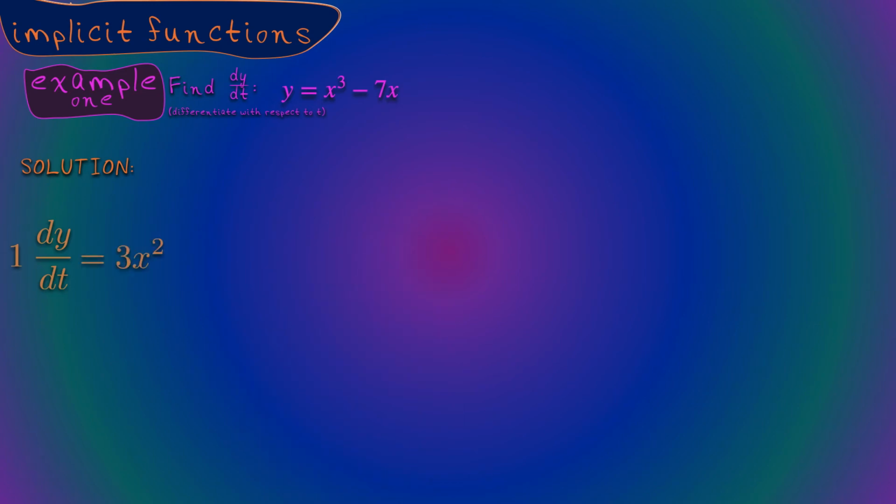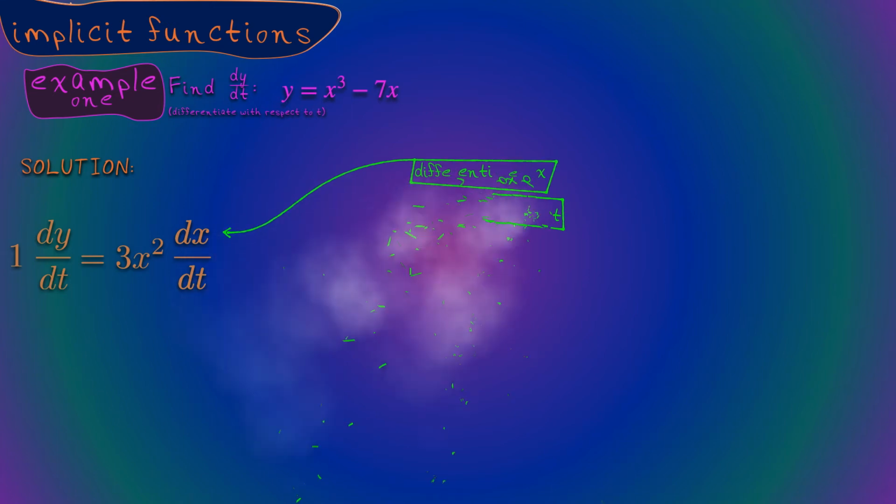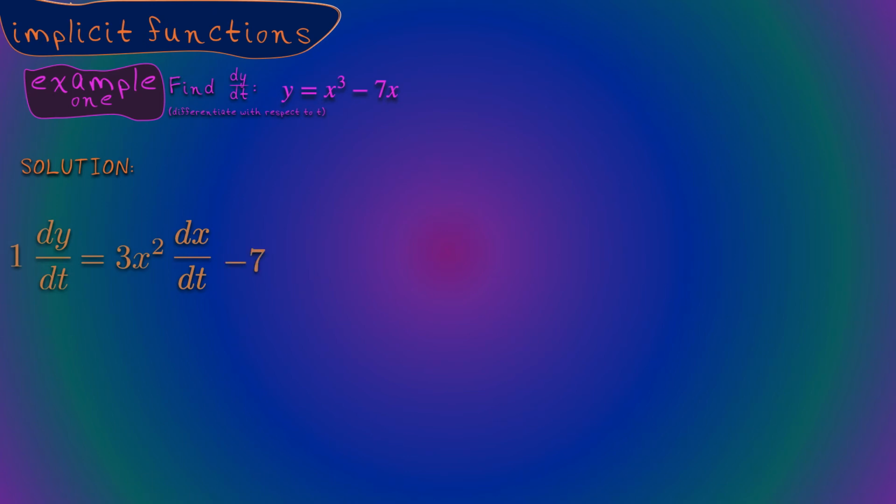Then we have x cubed becomes 3x squared. In this case, we differentiated x with respect to t, so our differential is dx/dt. Can't cancel that. Same thing for negative 7x. The derivative of 7x is 7, but the differential left over is dx/dt. And so to simplify this, all we can do is maybe factor out that dx/dt. We can't simplify it by canceling. So here's our solution.